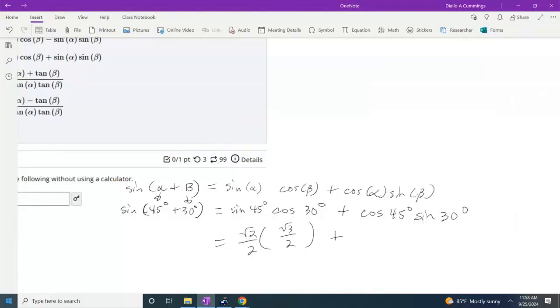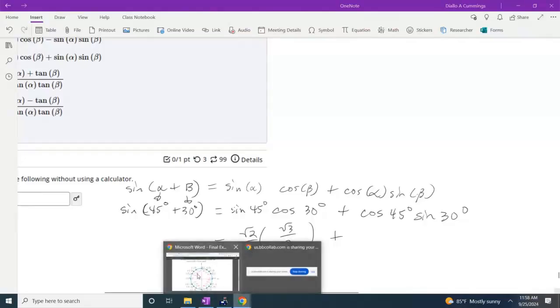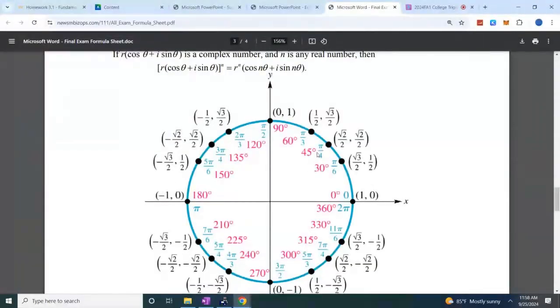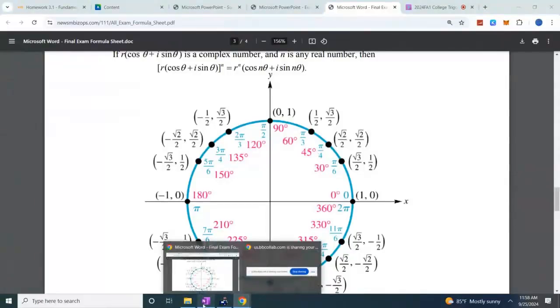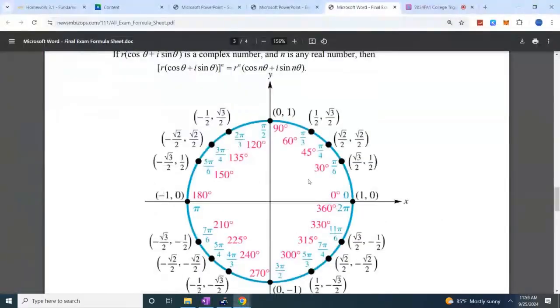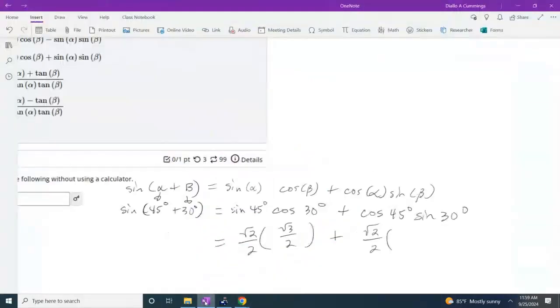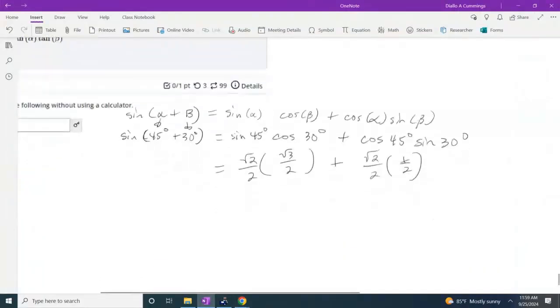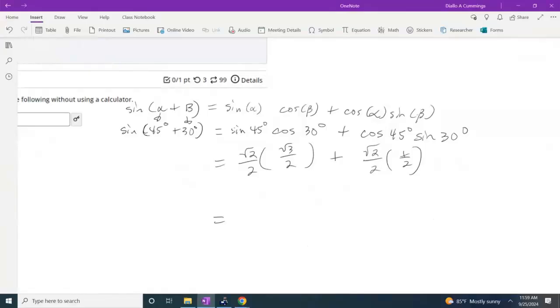plus the cosine of 45 degrees. So I'll find 45 degrees. Cosine is the x coordinate, so that's square root of 2 over 2 times the sine of 30 degrees. So if I find 30 degrees in the unit circle, the sine is the y coordinate. So that should be 1/2. Okay. And now I'm just going to simplify.